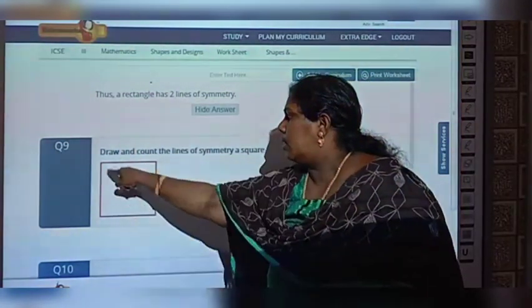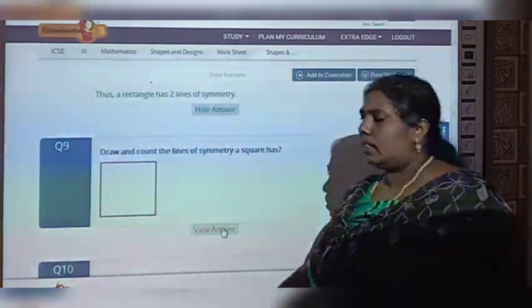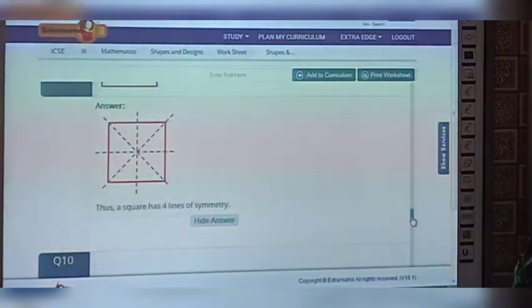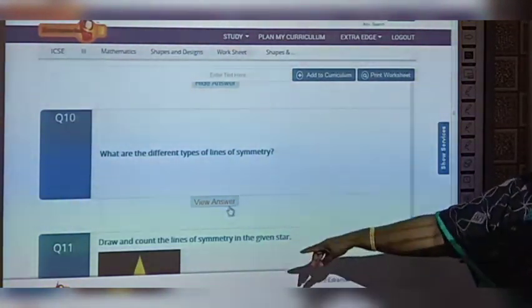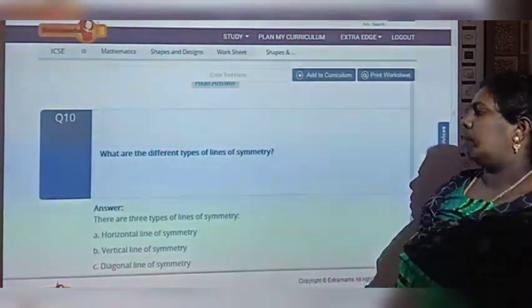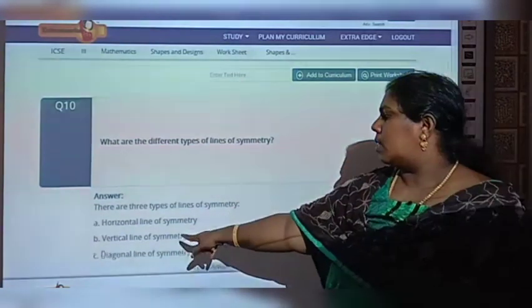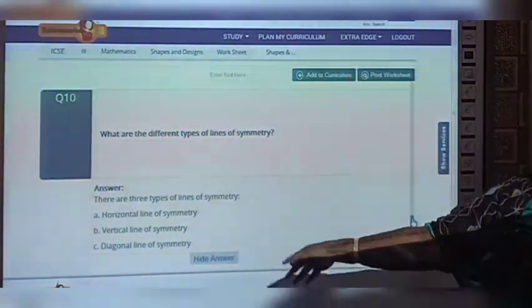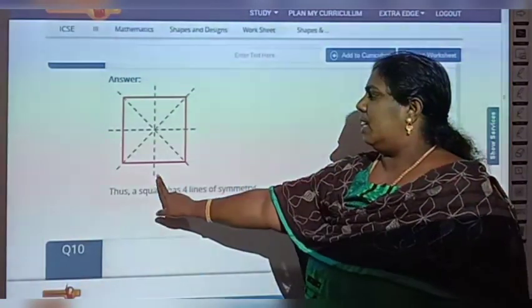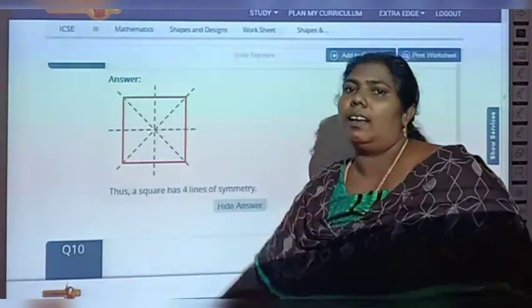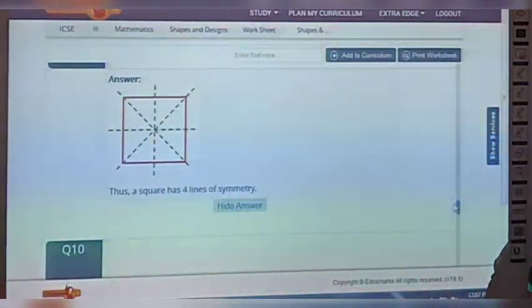Vertically, horizontally, then from this corner also we can make it, right? See the answer here: 4 lines of symmetry. So what are the different types of lines of symmetry? How many types? Vertical lines of symmetry, horizontal lines of symmetry, then diagonal lines of symmetry.